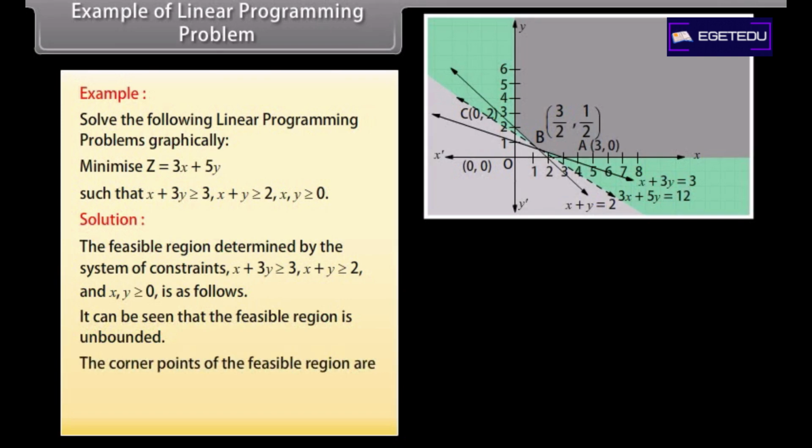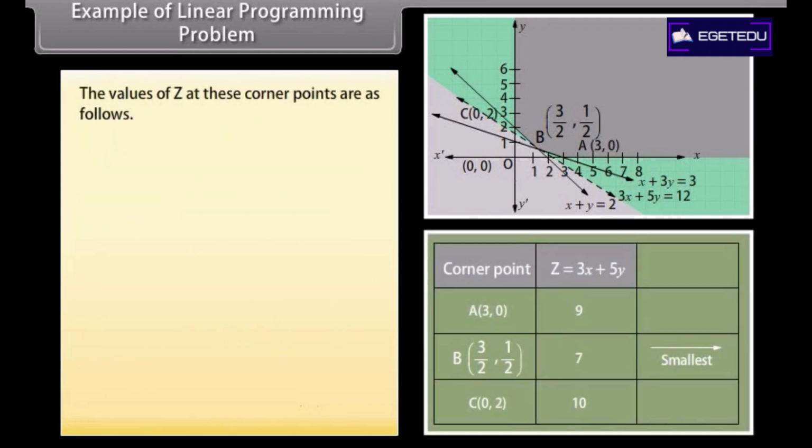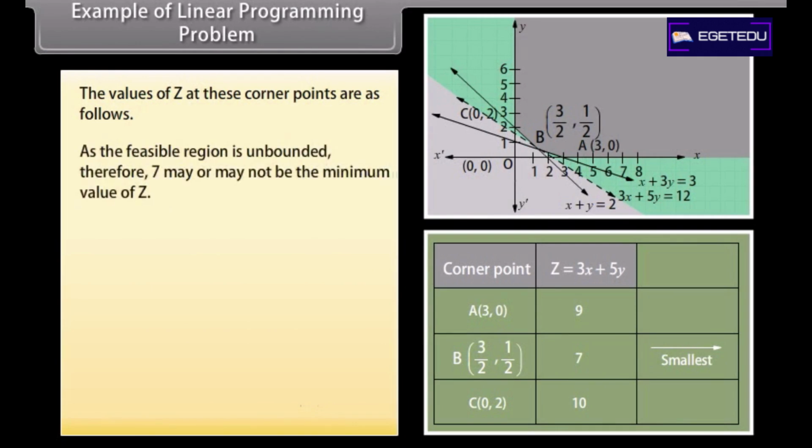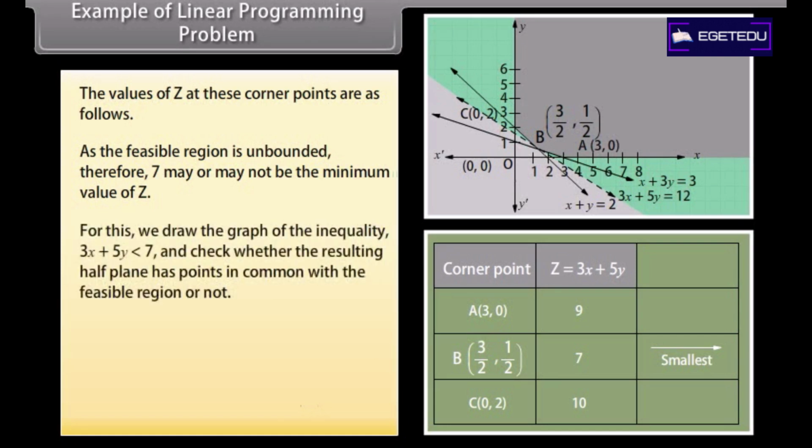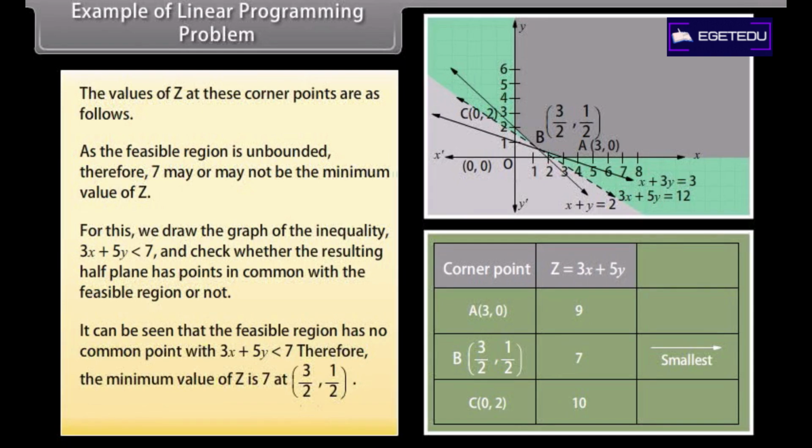The corner points of the feasible region are A(3, 0), B(3/2, 1/2), and C(0, 2). The values of z at these corner points are as follows. As the feasible region is unbounded, 7 may or may not be the minimum value of z. For this, we draw the graph of the inequality 3x + 5y < 7 and check whether the resulting half plane has points in common with the feasible region or not. It can be seen that the feasible region has no common point with 3x + 5y < 7. Therefore, the minimum value of z is 7 at (3/2, 1/2).